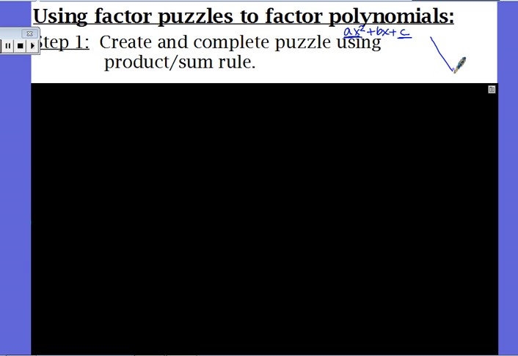So remember, our factor puzzle is our x. To get our top number, we multiply a and c together. To get our bottom number, we write b. Don't forget about the signs in front of the numbers as well. So we're going to use that factor puzzle.